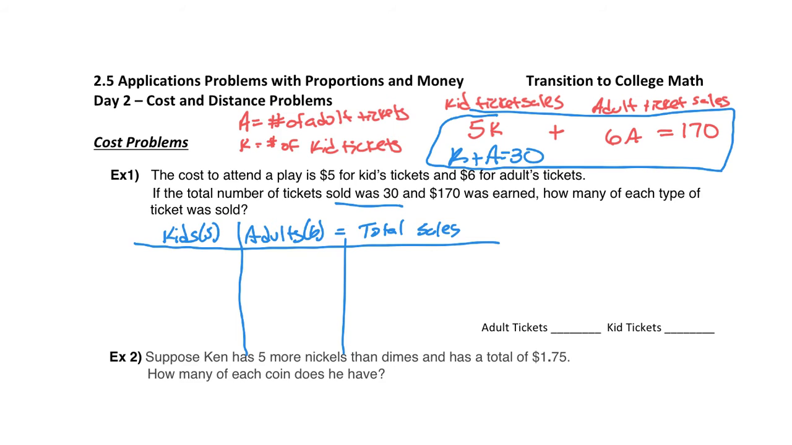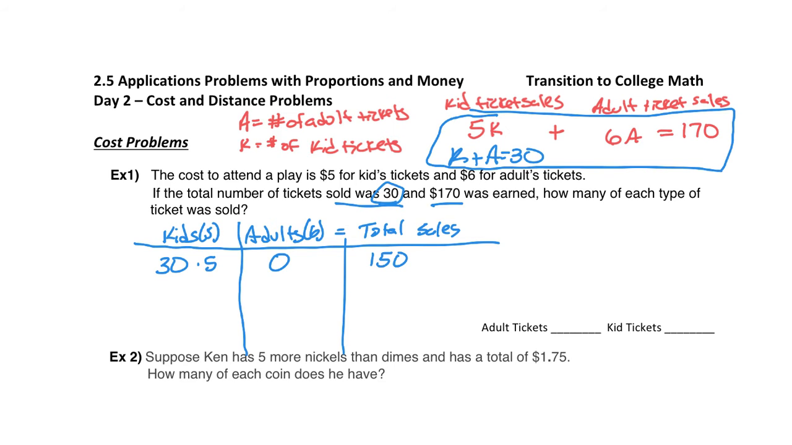If I started by guessing, you know what? Let's assume all 30 tickets were given to kids. That's $5 each. So that means we have 0 adult tickets, and that would give us a total of $150 in sales. Now, that's not enough money because we have $170 in sales. So that means we need to sell some adult tickets.